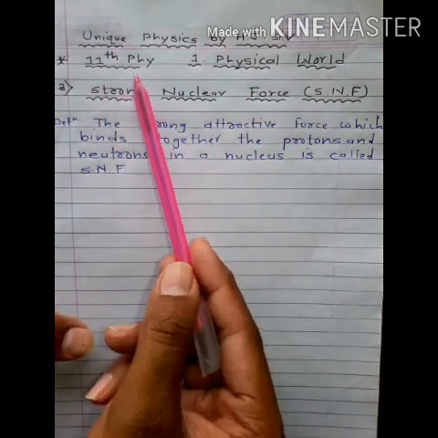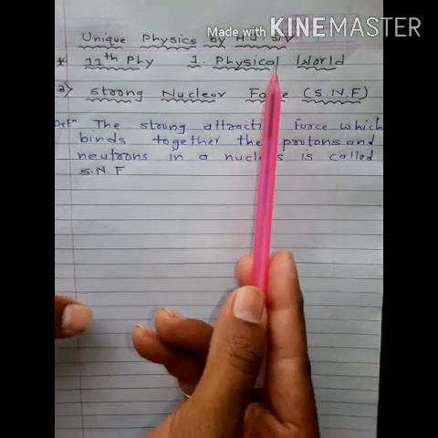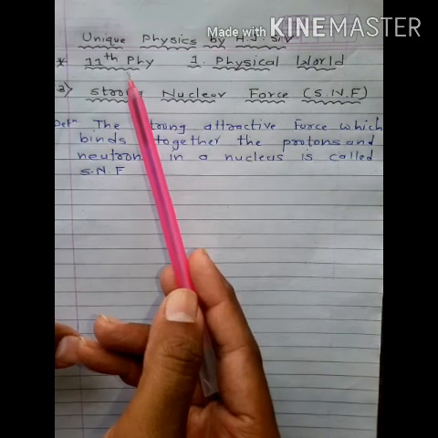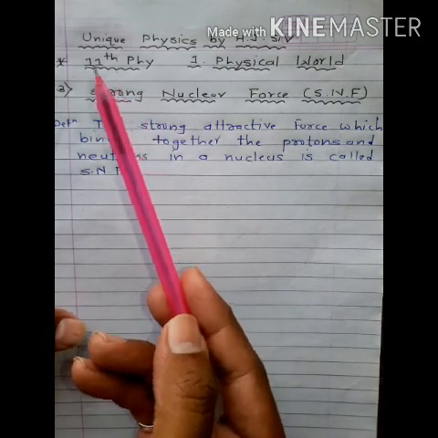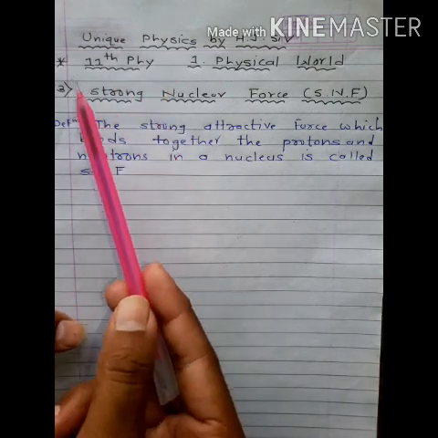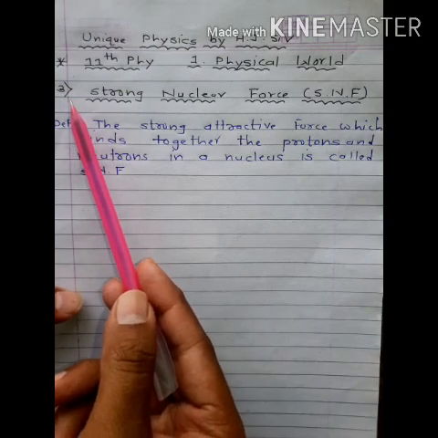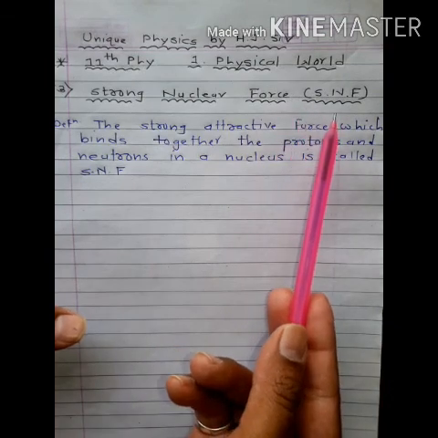Here we explain 11th Physics, chapter number 1, Physical World. Last time we explained two fundamental forces in nature: number 1, gravitational force, and number 2, electromagnetic force. Here we are going to explain a third type of fundamental force, that is strong nuclear force, SNF.